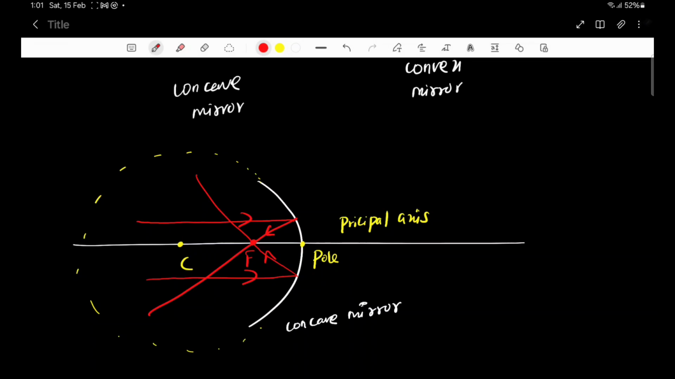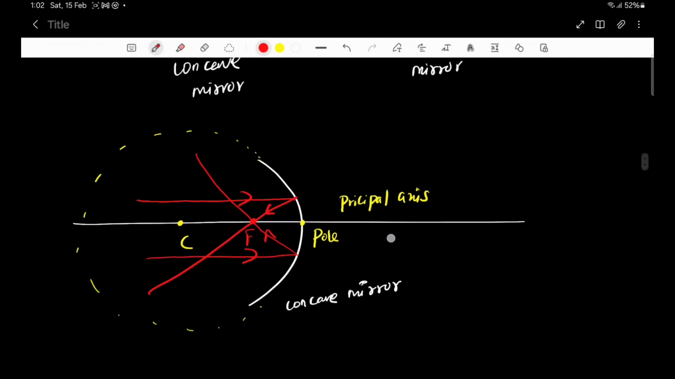So we have defined so many things now. Pole is the geometrical center, and if you extend the curvature of the concave mirror or convex mirror, it will form a sphere. That imaginary sphere will have some center. That point is called the center of curvature. If you connect the center of curvature and pole through a line, that line is called the principal axis. And if you shed light on the concave mirror parallel to the principal axis, then after getting reflected, those light rays will start to converge and pass through a point. That point is called the focal point. So these are some terminologies you should be very familiar with.